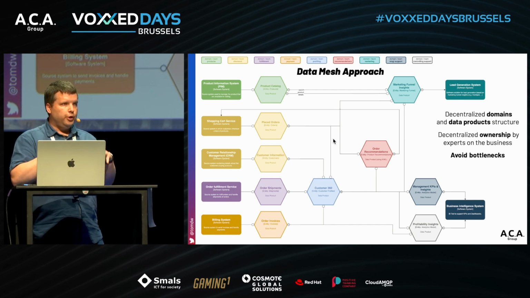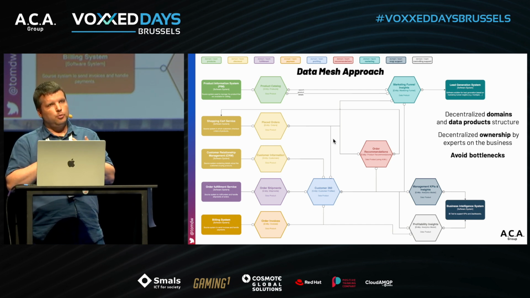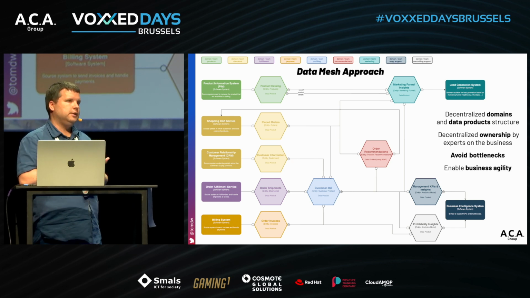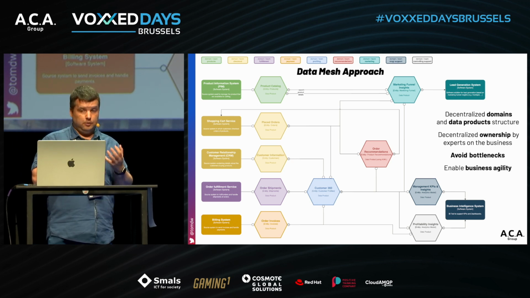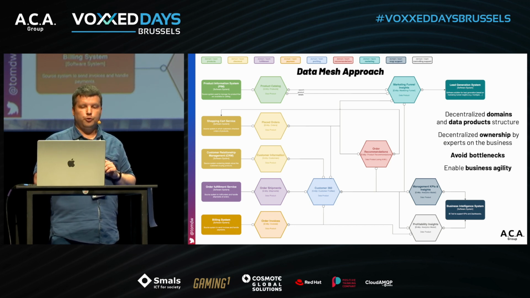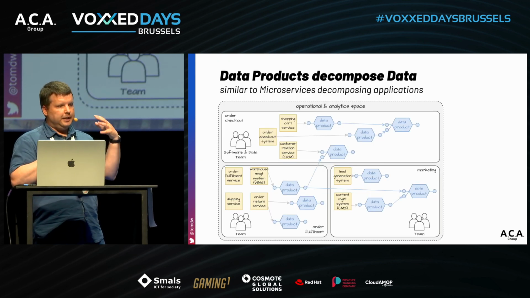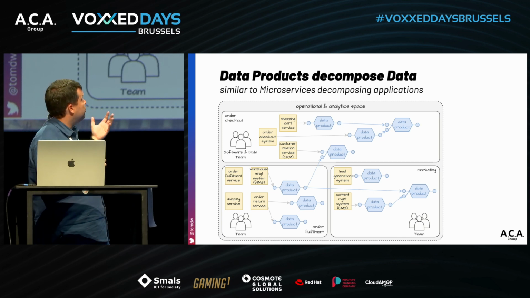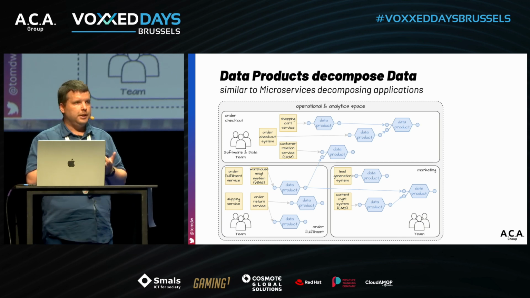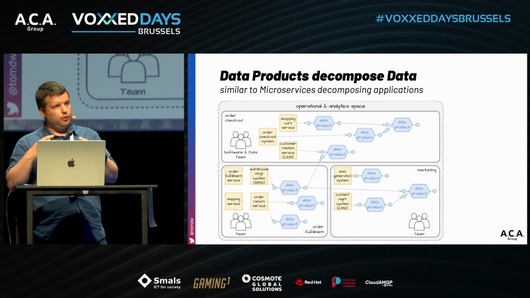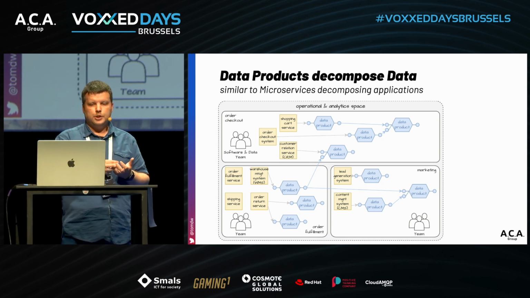All this is to avoid that the data team becomes a bottleneck in the face of growth, and to keep the business agility that companies want when they want to go fast and respond to market changes. So basically, data products decompose data similar to how microservices decompose application landscapes. And same as with microservices, we put them into the business domains for ownership.